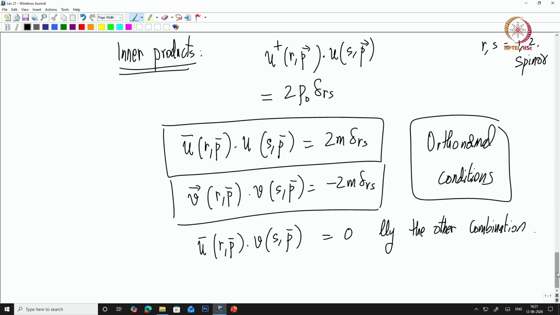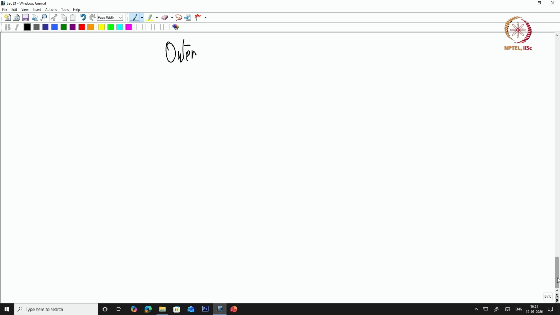Then there are the opposite conditions, or the outer products of these spinors. These proofs are left as exercises. I would expect all of you to do them.